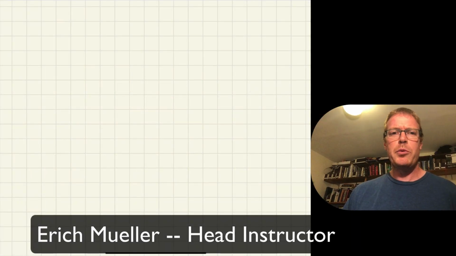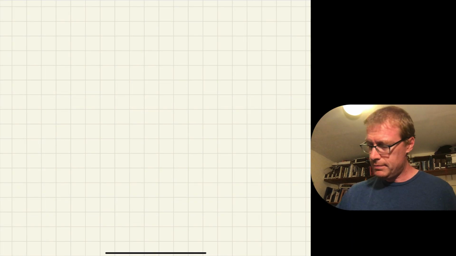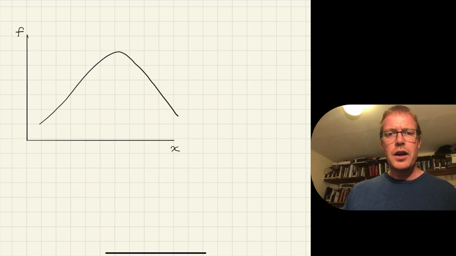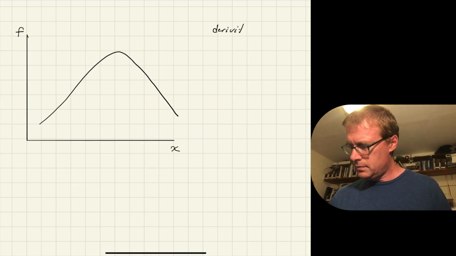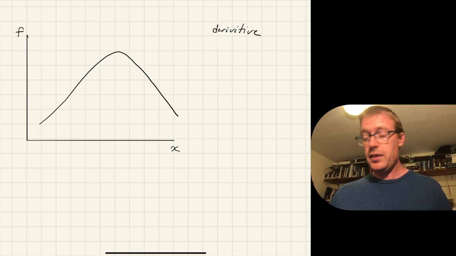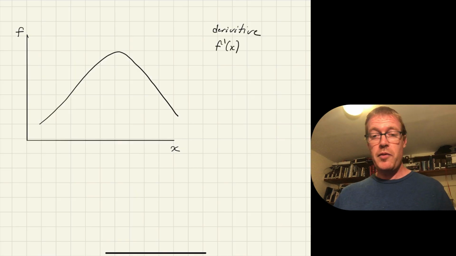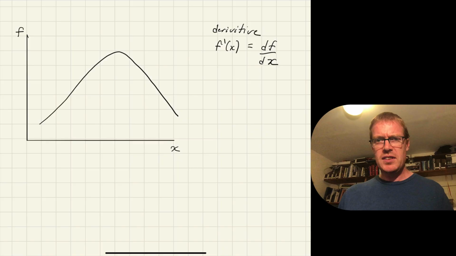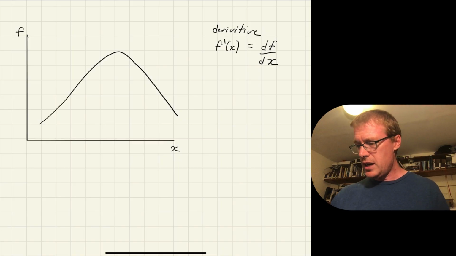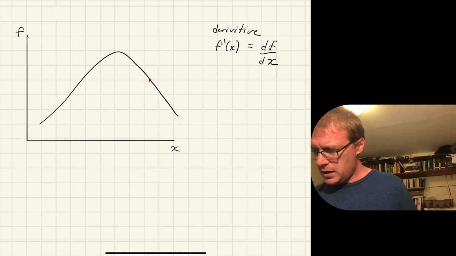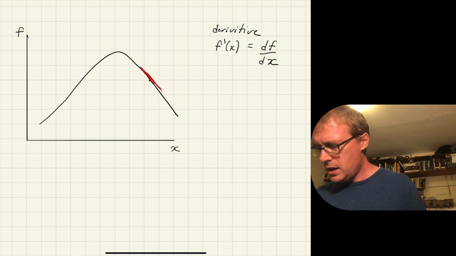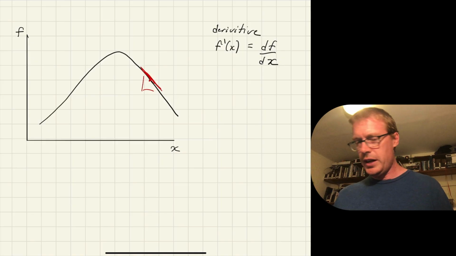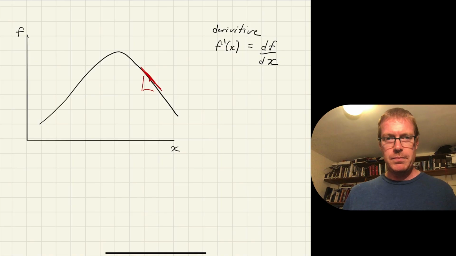The key to calculus is thinking about graphs of functions f of x. The derivative can be written either as f prime of x or df dx. This simply means the slope, meaning that you take any location here, find a tangent line, and the slope of that tangent line is equal to f prime.